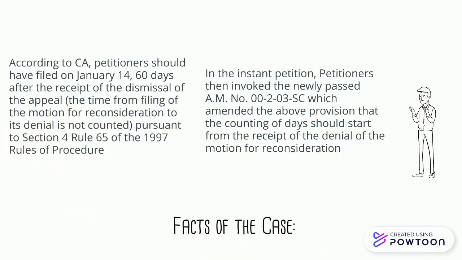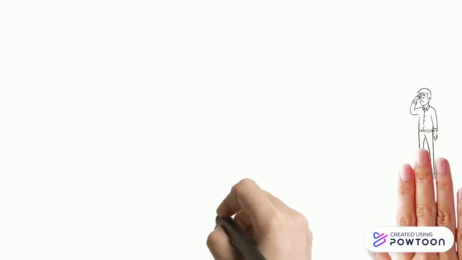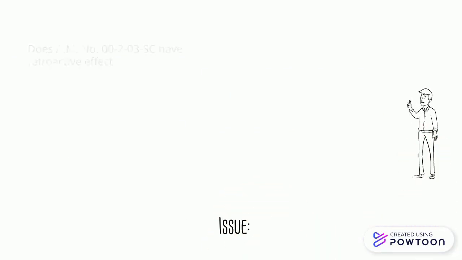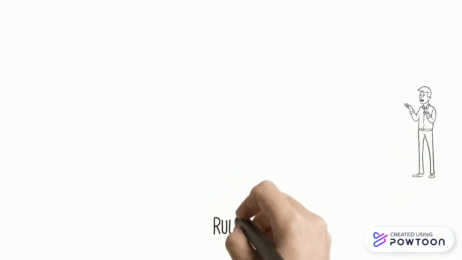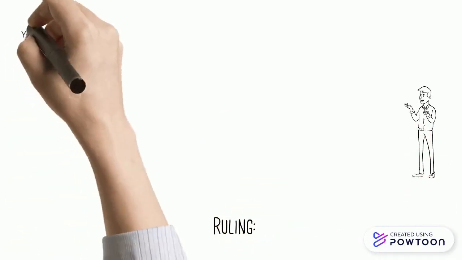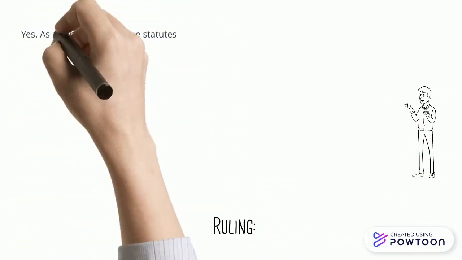In the instant petition, petitioners then invoked the newly passed AM No. 00-2-03-SC, which amended the above provision so that the counting of days should start from the receipt of the denial of the motion for reconsideration. The issue now is, does AM No. 00-2-03-SC have retroactive effect? The ruling is that yes, as a general rule, remedial laws, which AM No. 00-2-03-SC is, are retroactive.